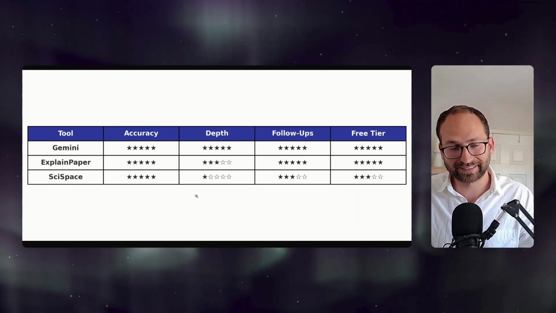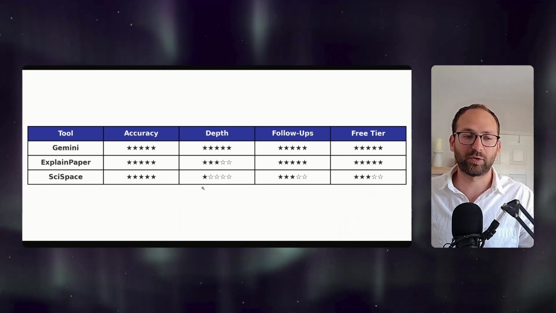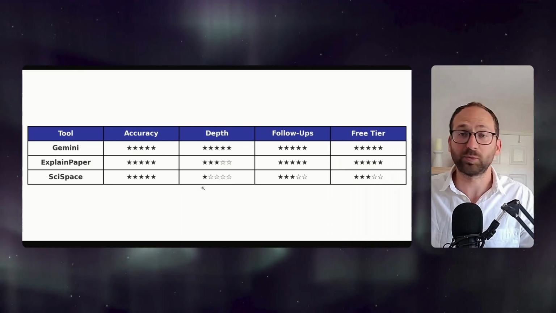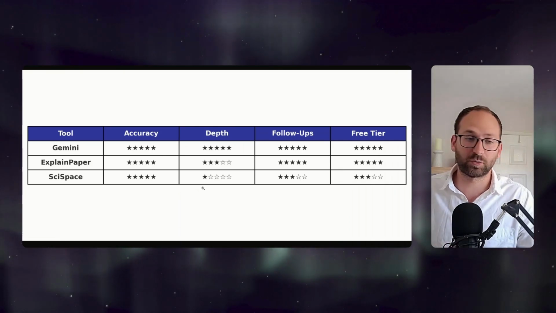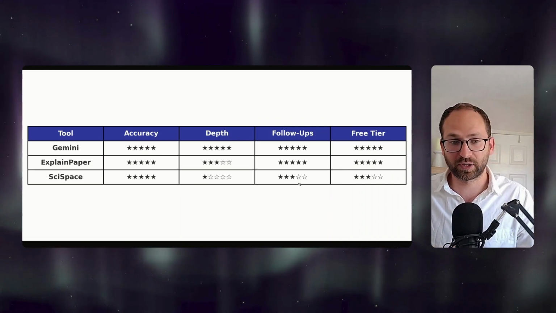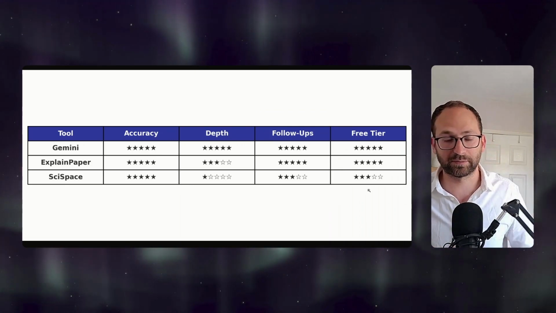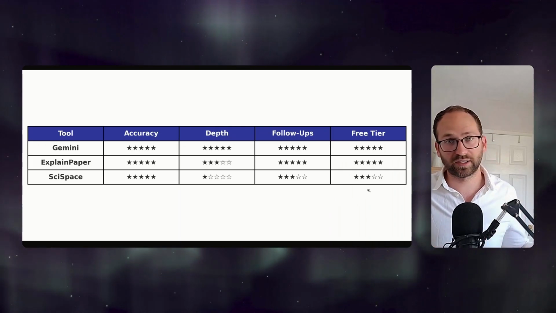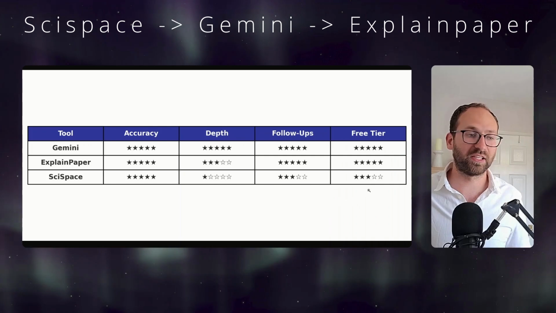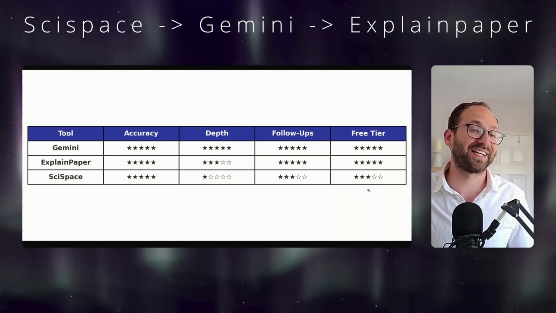Now, SciSpace, you can't really go in depth, but you can get a really high overview of multiple papers at once, which is also useful before you decide which ones you want to take further. And then you can ask some follow-up questions, and the free tier is also limited. But the point is, if you have a large number of papers, you can start with SciSpace and decide that actually I only need to read these 3 papers out of 20.